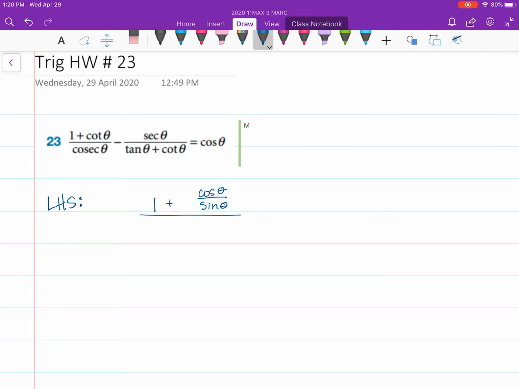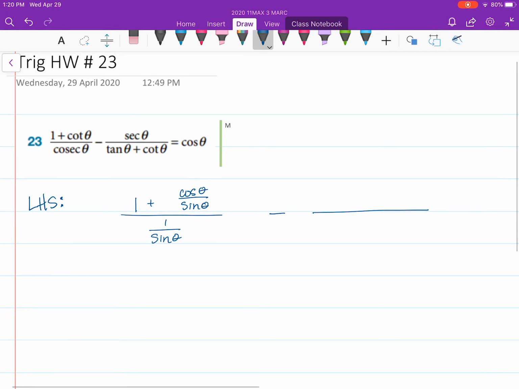And cosec, if I look at my reference sheet again, that's 1 on sine. With time, I hope that I would have that memorized, but given that you've only just learned these, please have the reference sheet in front of you or a copy of the reference sheet so that you can reference it. Minus, I'm going to do the same thing with the other fraction, that secant is 1 on cos.